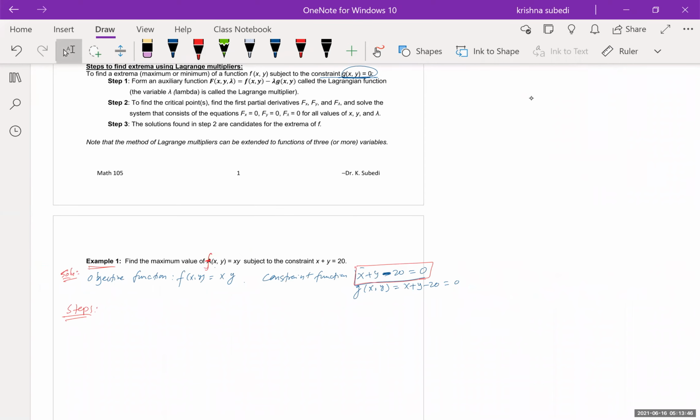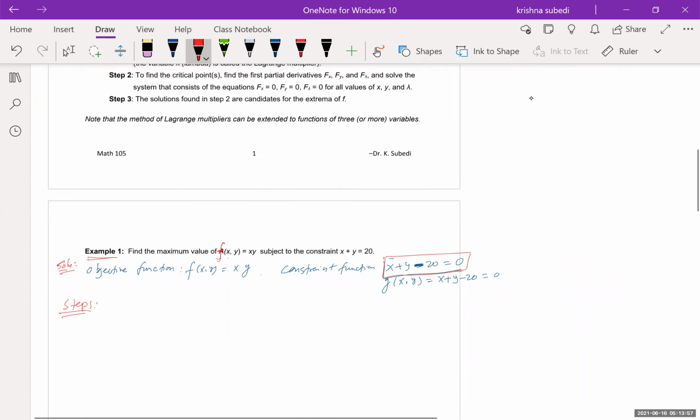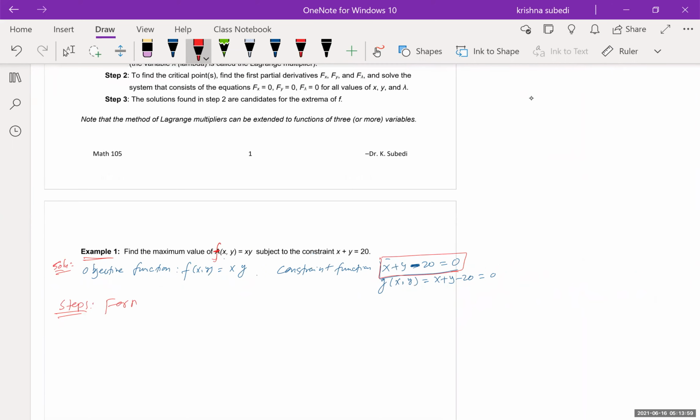In step 1, form an auxiliary function capital F of x, y, lambda, which is given by f of xy minus lambda g of xy. So step 1 is to form F of x, y, lambda. We introduce a new variable lambda, and the function is given by the objective function minus lambda times the constraint function always.